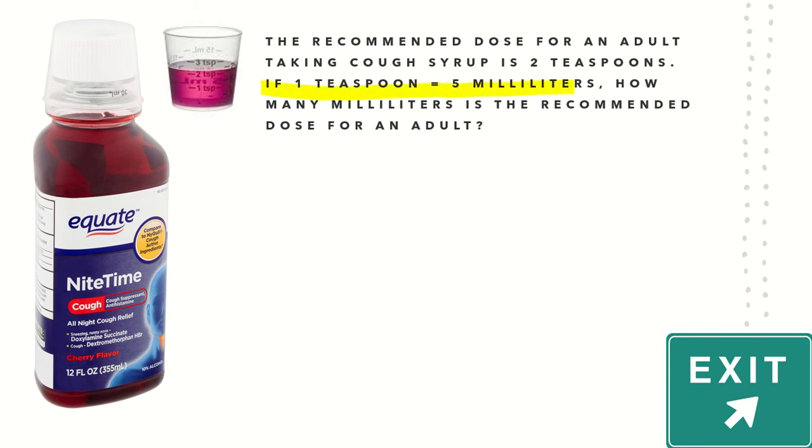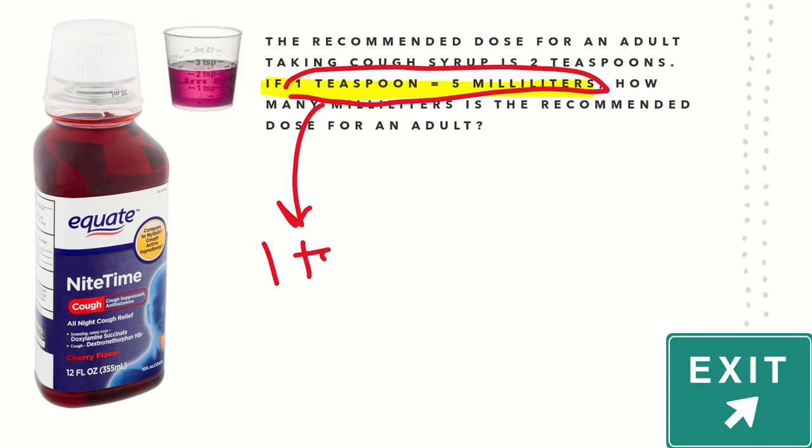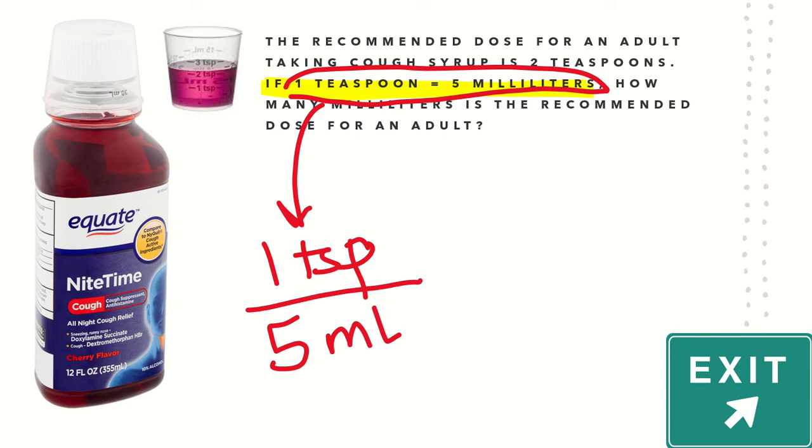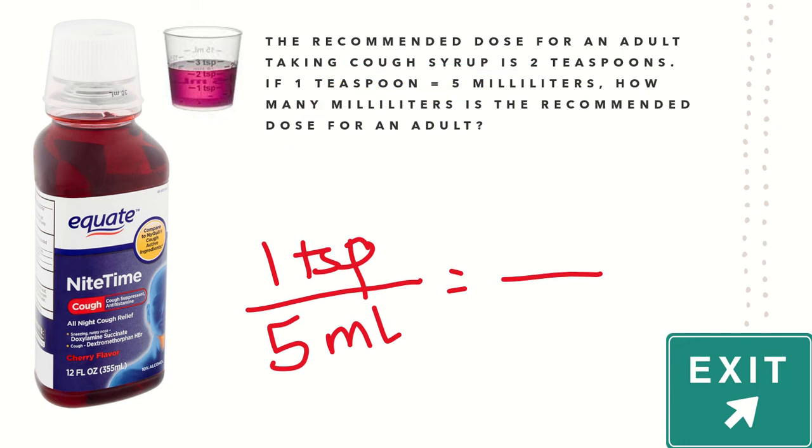If 1 teaspoon equals 5 milliliters, and yes, you notice they have clearly given us a measurement here. You know what to do with that. If 1 teaspoon equals 5 milliliters, how many milliliters is the recommended dose for an adult? So what they're asking us is the recommended dose is 2 teaspoons, but what is that in milliliters though? So we first immediately pull out that measurement. 1 teaspoon. We abbreviate that as TSP, and we write this as a fraction. 1 teaspoon equals 5 milliliters. That's our first fraction. From here, we just build on top of that.